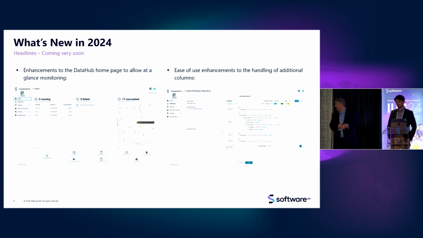And again, another area which was a little bit harder to do in DataHub than we wanted was how to handle some of the more complex data in Cumulocity and get to the values you actually wanted. So we put a lot of work into the UI around getting to these additional columns. So again, all about making it easier to get the data out of Cumulocity into the lake in the format you want. This is coming very, very soon, so it'll be coming on the public cloud through CI/CD.